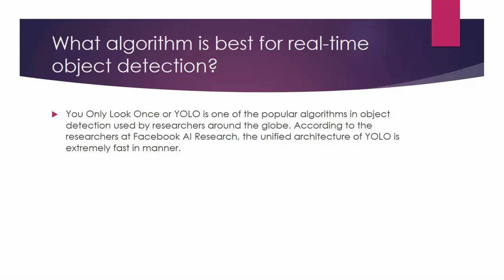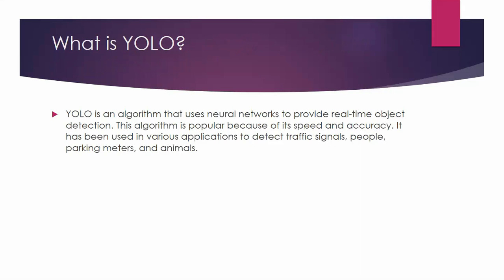Next slide. So hello, I am Kate Aita Vargas. Now I am going to discuss YOLO in object detection. So what is YOLO? YOLO is an algorithm that uses neural networks to provide real-time object detection. This algorithm is popular because of its speed and accuracy. It has been used in various applications to detect traffic signals, people, parking meters, and animals.